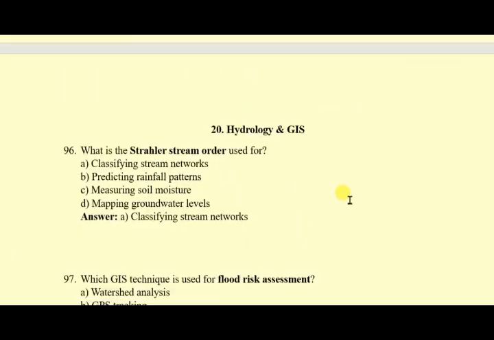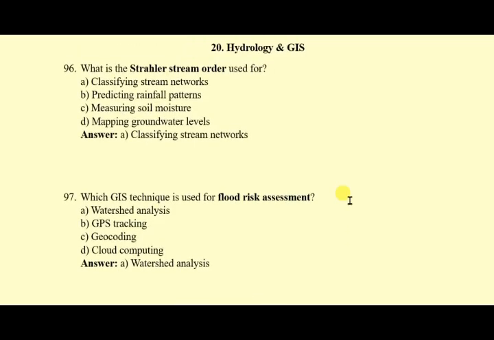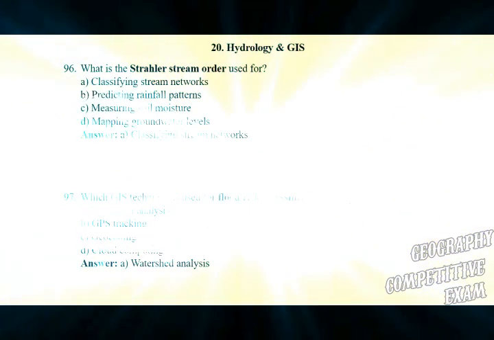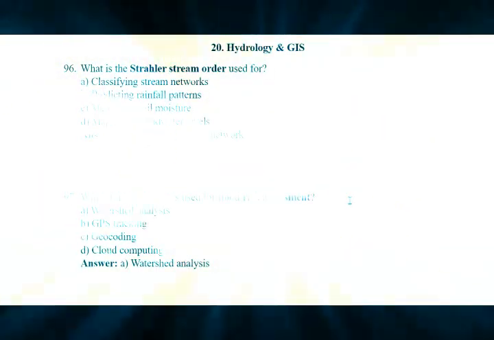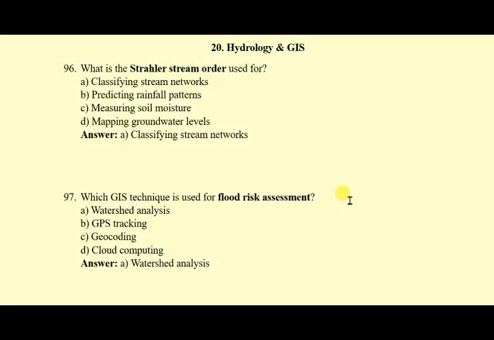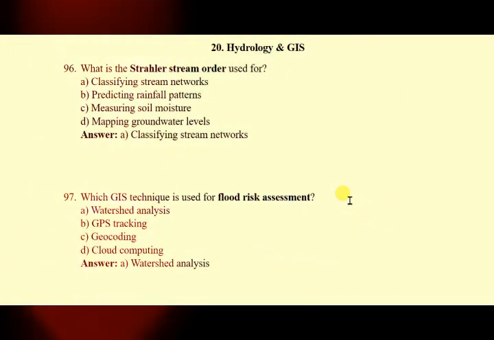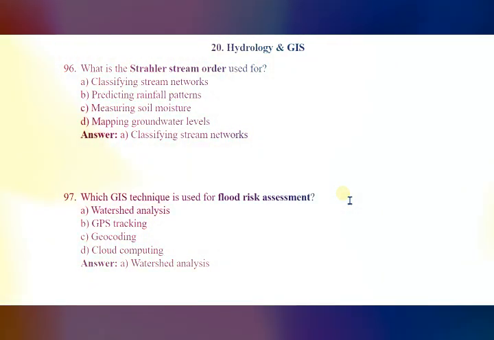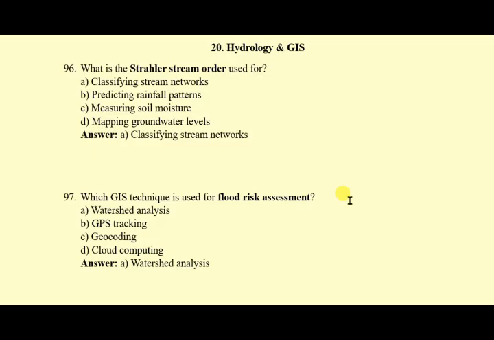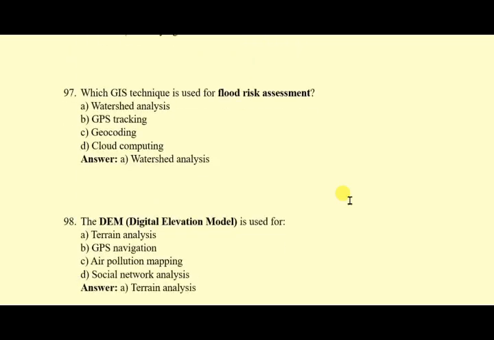The first question of today's video is related to hydrology and GIS. The question is, what is the Strahler stream order used for? Classifying stream networks, predicting rainfall patterns, measuring soil moisture, mapping groundwater levels. The right answer will be classifying stream networks.